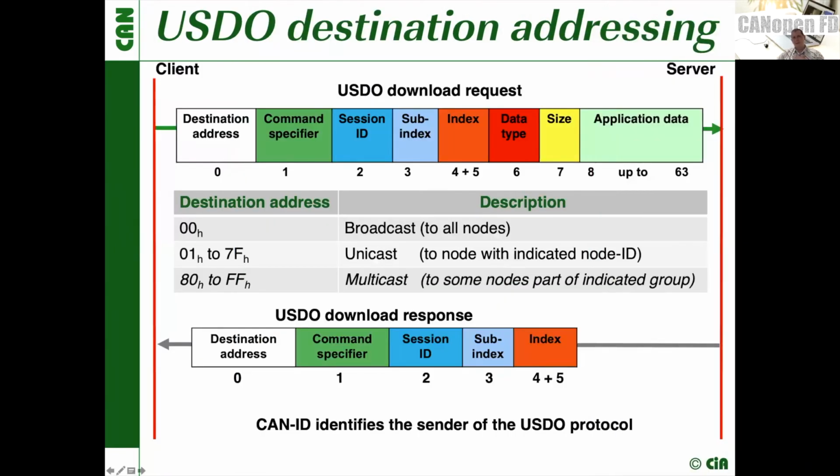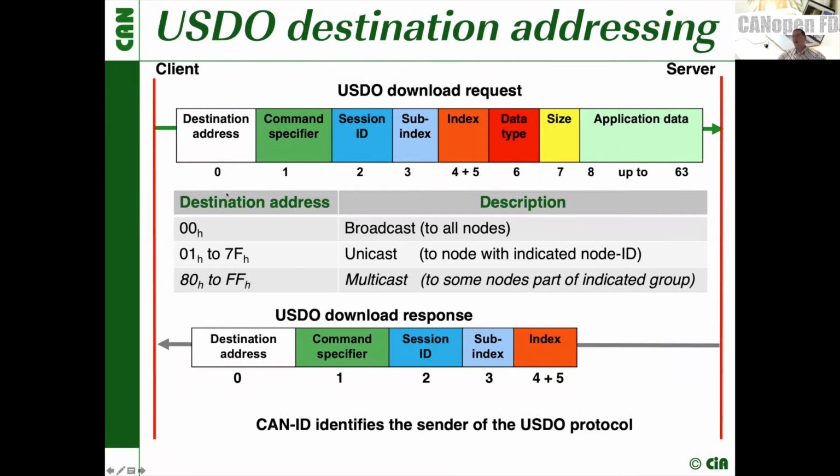And this is clear because the destination is coded within the data field. There we have the destination address in the first byte, and this destination address provides the information. Is this a unicast? Then I provide here a node ID, or multicast or broadcast message. Means everybody in the network shall deal with this request, or only a certain subset of devices.